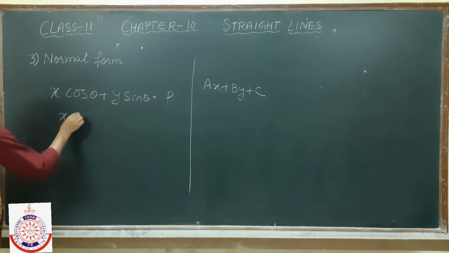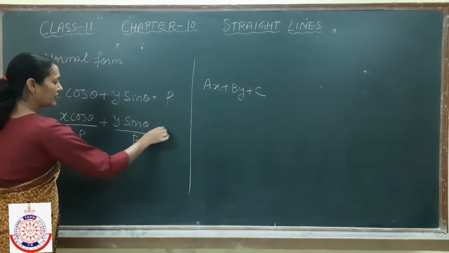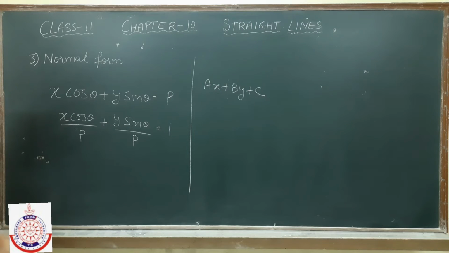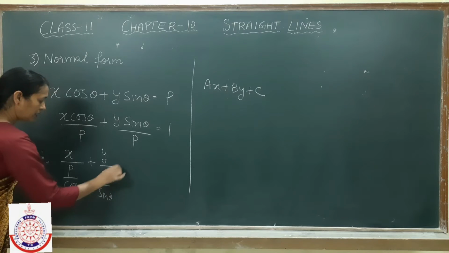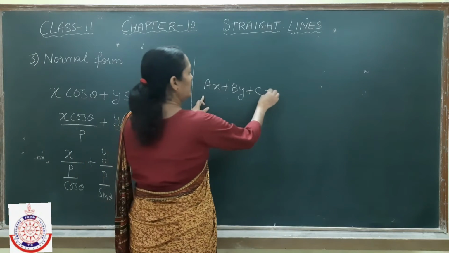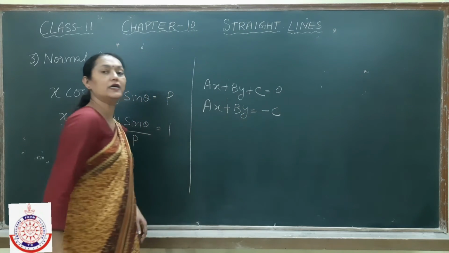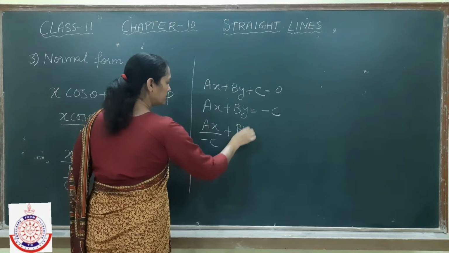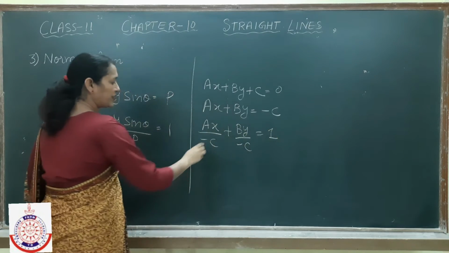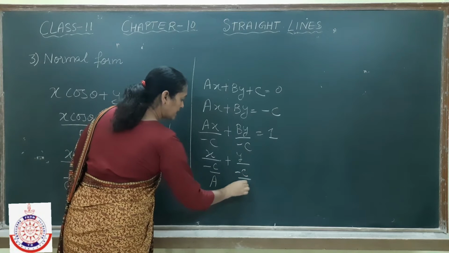If we divide both the sides with p, that equals to 1. Now if we shift cos theta to denominator side, we will be getting x upon p cos theta plus y upon p sin theta equals to 1. Same way here, we go for conversion. First of all, ax plus by and c shifted to the other side becomes minus c. Now dividing all the terms with minus c. Shifting a to denominator, we will be having x upon minus c upon a plus y upon minus c upon b equals to 1.